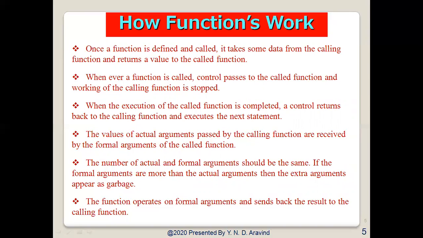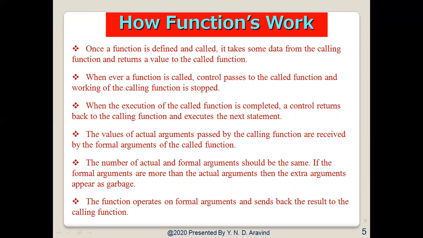The values of the actual arguments passed by the calling function are received by the formal arguments of the called function. The number of actual and formal arguments should be the same. If the formal arguments are more than the actual arguments, then the extra arguments appear as garbage. You can give more arguments, but they will be considered garbage.